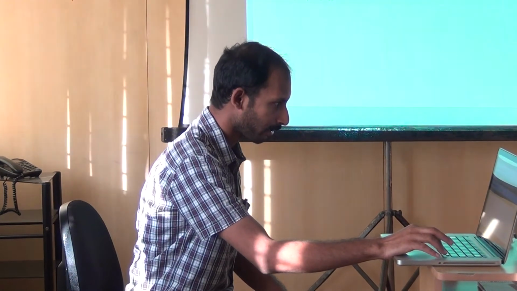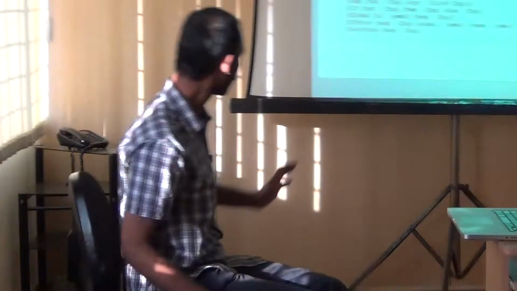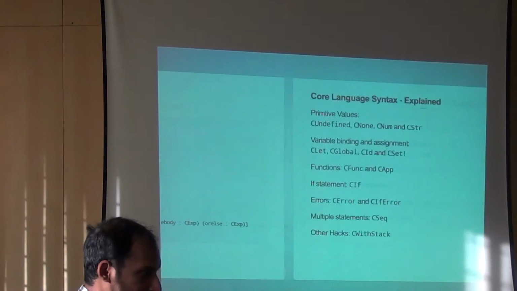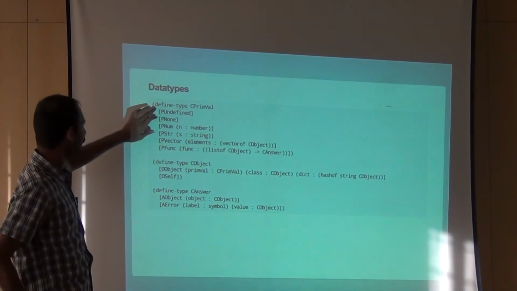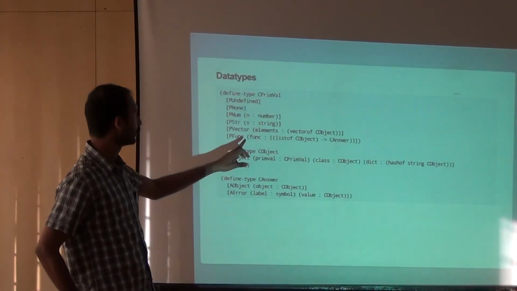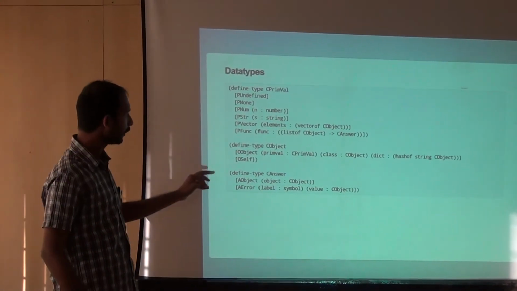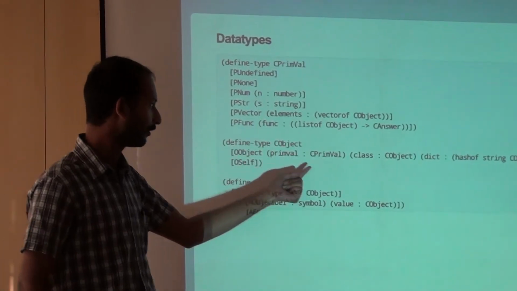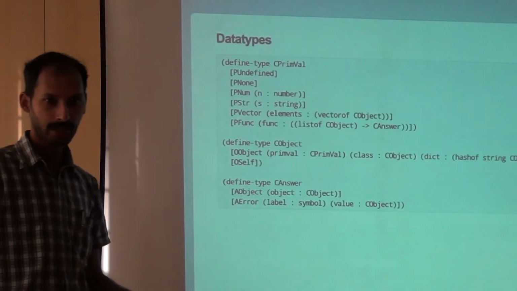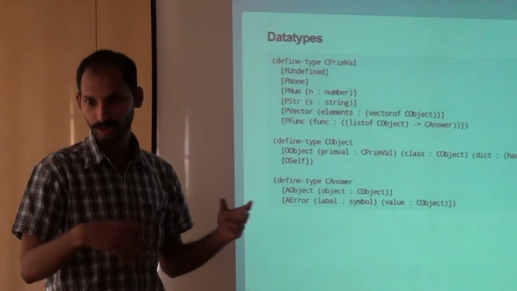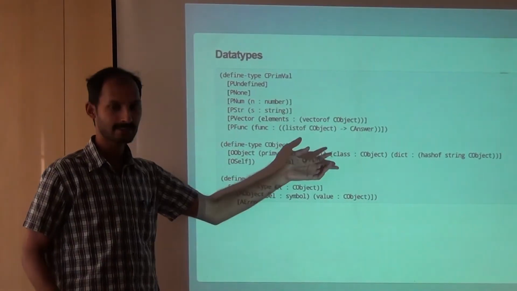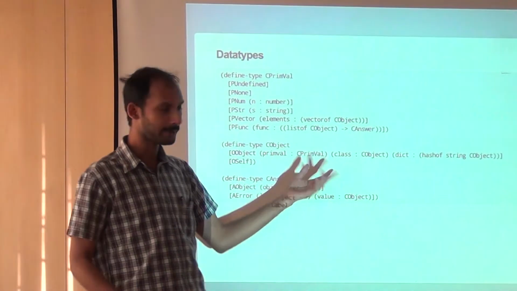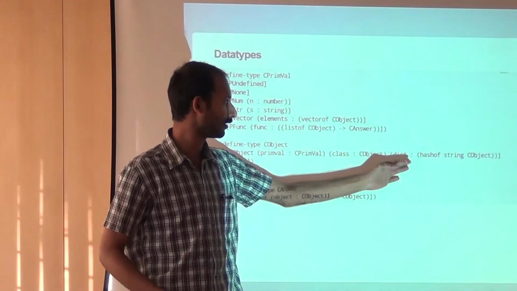So let's look at the core language syntax. Okay. So this is the core language. These are the data types that I have. I have primitive values. So I have undefined, null, number, string, vector, and a function. And then I have an object. Object has a primitive value, class, and a dictionary. I can actually make an object out of anything. Say it doesn't have any primitive value, so it is null, and then class is say 1, I mean an object representing number 1, and then say dictionary empty.